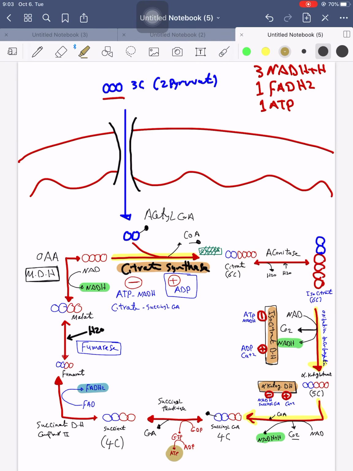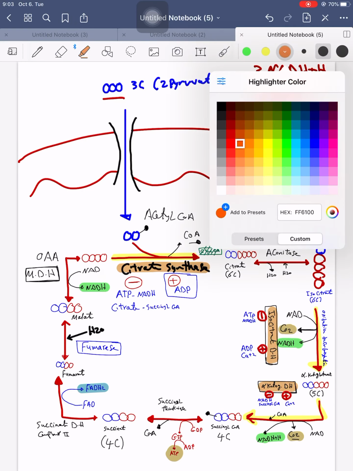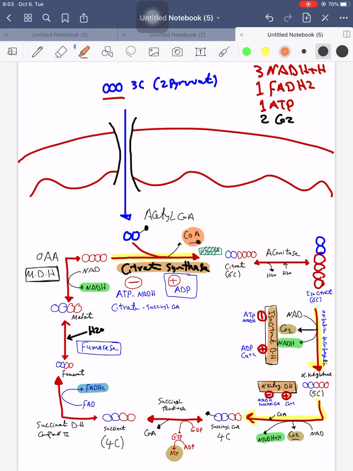Okay. How many CO2? We're producing 2 CO2. From where, guys? We have 2 steps: from isocitrate to alpha ketoglutarate, and from alpha ketoglutarate to succinyl coenzyme A, we have 2 CO2. And how many coenzyme A? We're producing 1 coenzyme A from here. I produced 1 coenzyme A here, and I will produce 1 coenzyme A, so we have also 2 coenzyme A.